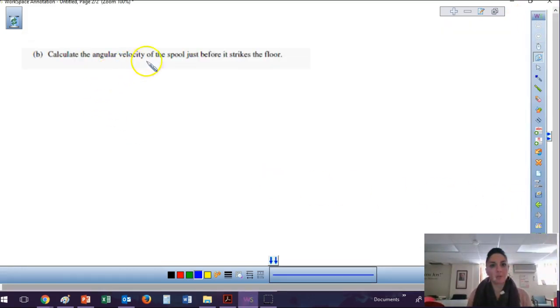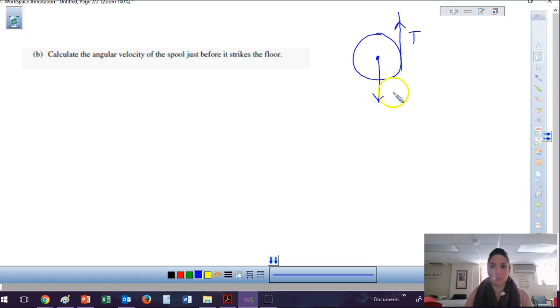Okay, we want the angular velocity just as it hits the floor. So, I'm just going to redraw it so we have a visual of the system. There are actually a few different ways to solve this. I'll show you both ways, just so we can have it in our toolbox of ways to solve things.